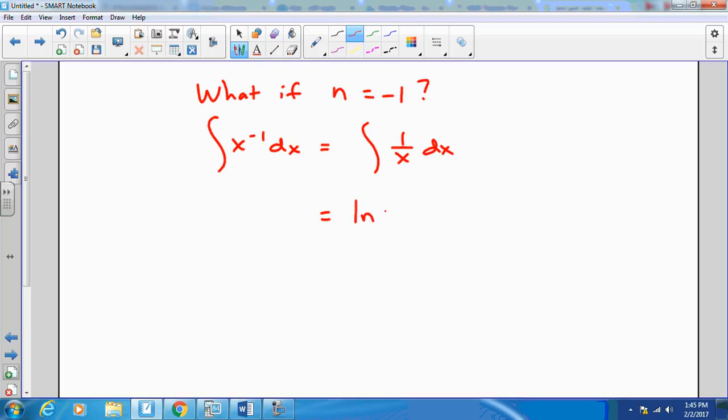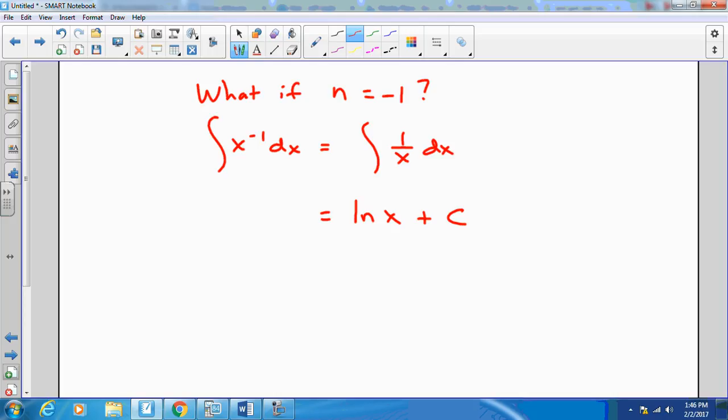Yes! In the special case of n equals -1, I don't get a new power at all. I get a natural log. Yes? So it's only n equals -1. Other exponents can be integers, fractions, whatever. That's right.